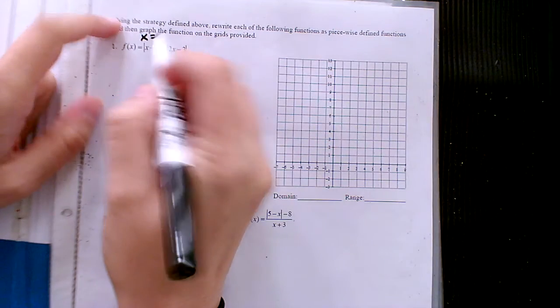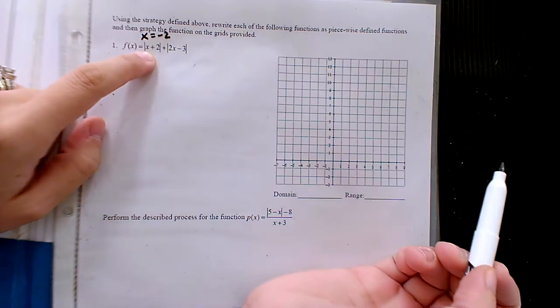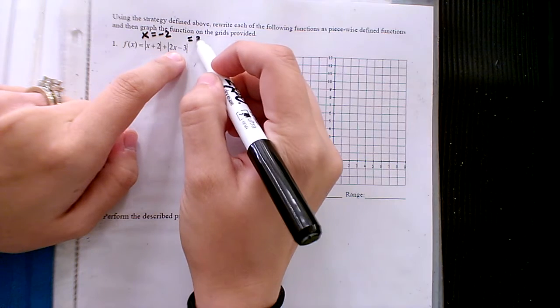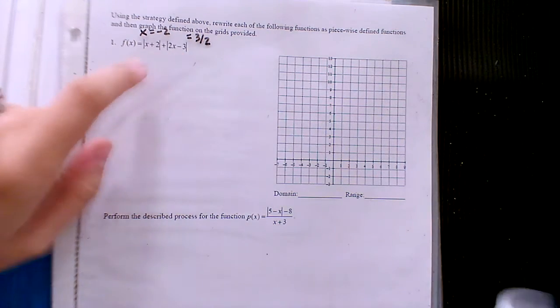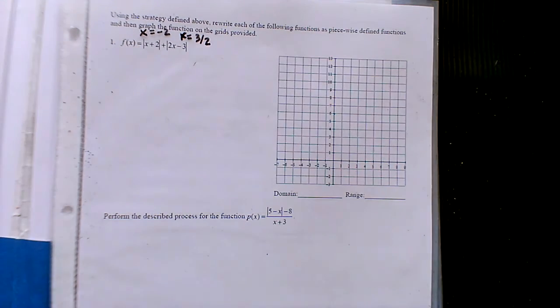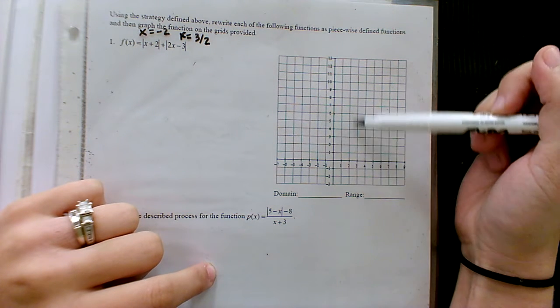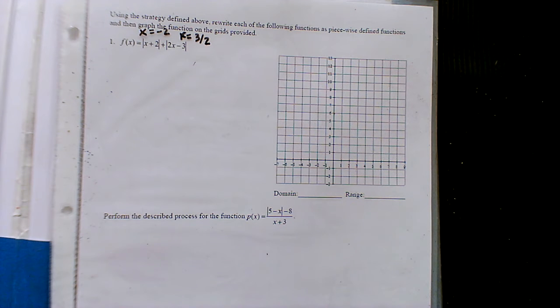Okay, so if you set the first one equal to 0, we would solve for x and get -2. If we were to set the other one equal to 0 and solve for x, we would get 3/2, or 1.5. So graphically, these are the x coordinates where we have a vertex or one of those sharp points. So we know something's going on here at -2 and something's going on here at 1.5. We just don't know where it is, but we know where it is on the x-axis. We just don't know the height.